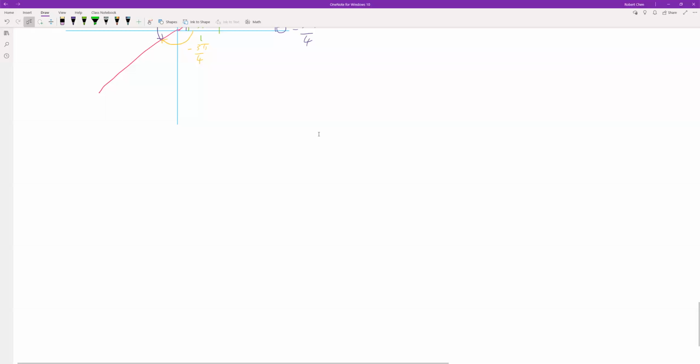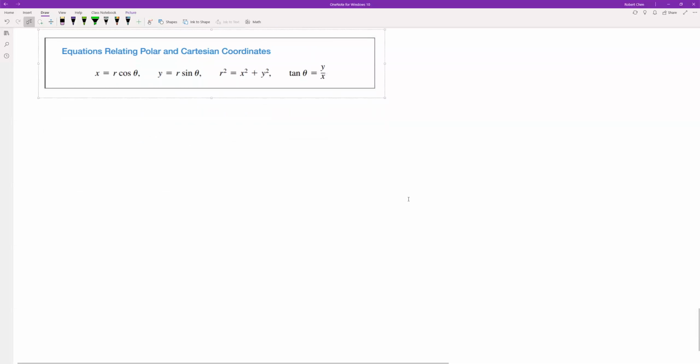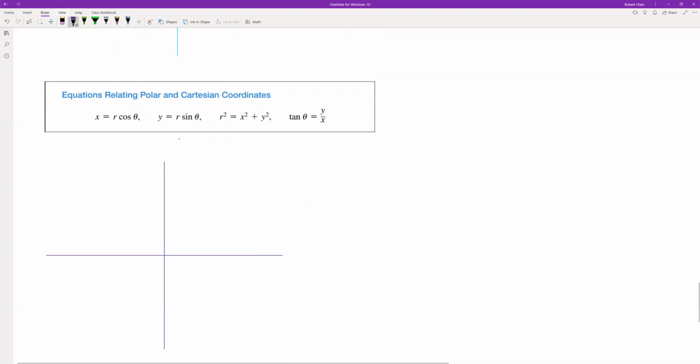Now we want to talk about how we can relate our regular Cartesian coordinates with polar coordinates. Now, for those of you who still remember trigonometry, this will ring some bells. All right. So here, x is equal to r times cosine theta, and y is r sine theta. And r squared is x squared plus y squared, with tangent theta equal to y over x. So let's take a look on the xy plane, and hopefully this will make much more sense.